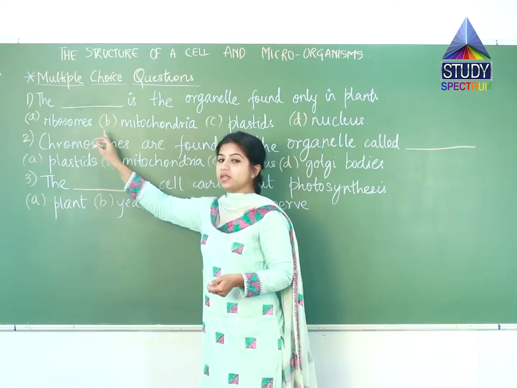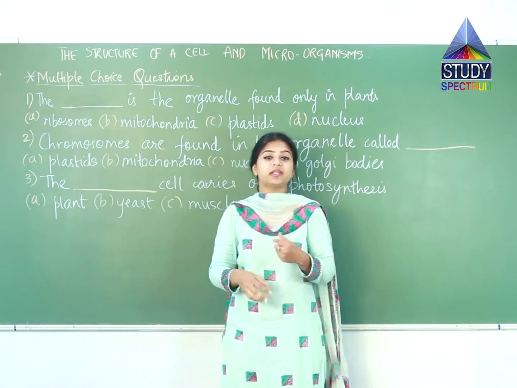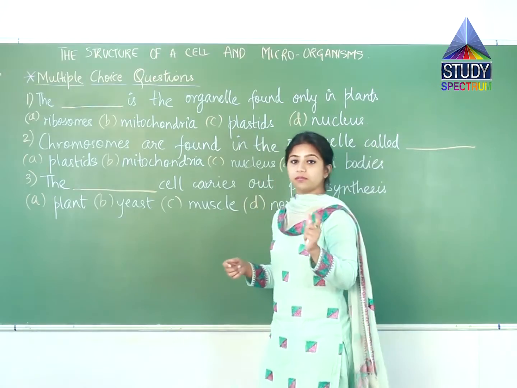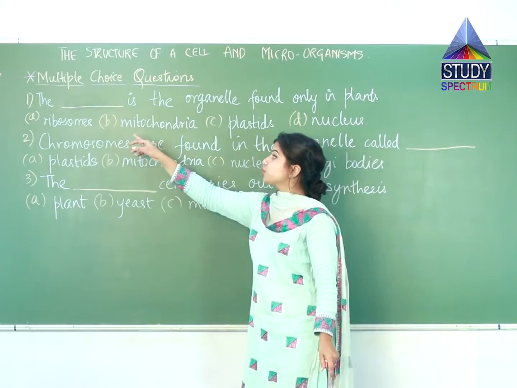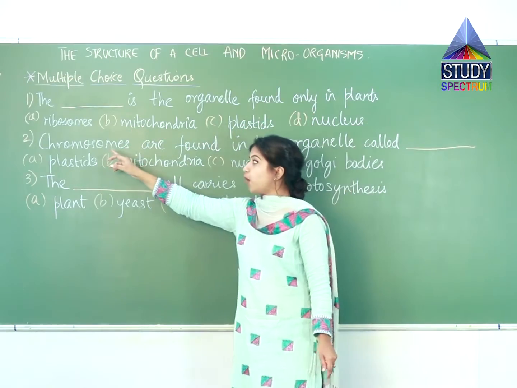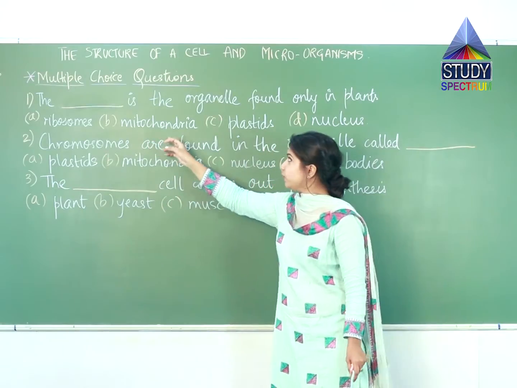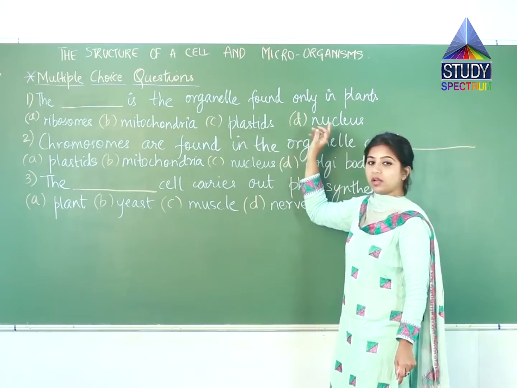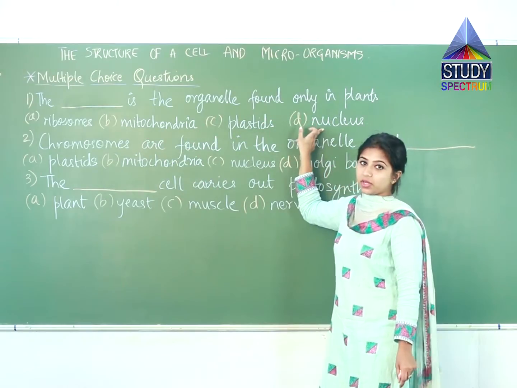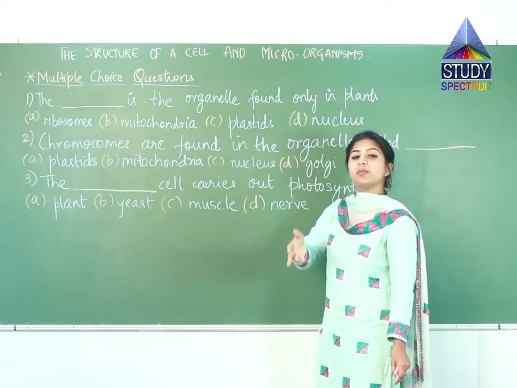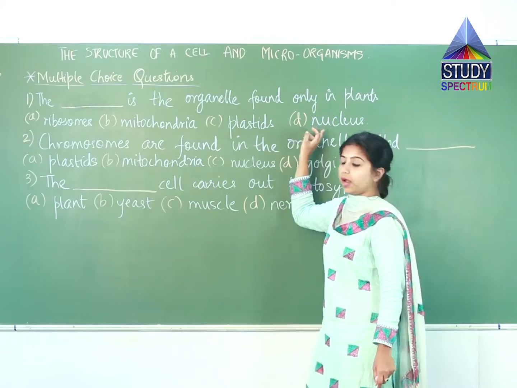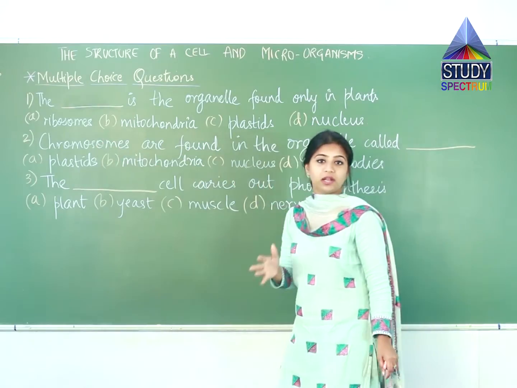So let's move on with the exercise that we'll be doing. What we have here is the first fill in the blank. Now I will be dictating the answers, but you also have to try to reason out the choice that you make. So the first one is: the dash is the organelle found in the plant. Is it ribosomes, mitochondria, plastids, or the last option, nucleus? Well, mitochondria and nucleus, we know both are found in animal cells too. So it cannot be the organelle that's only found in plants, while ribosome is not an organelle at all.